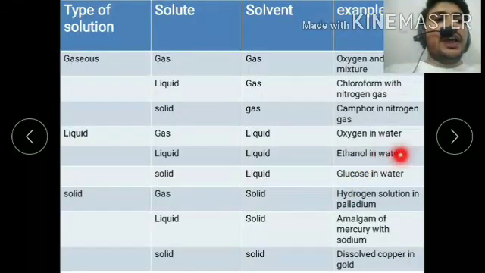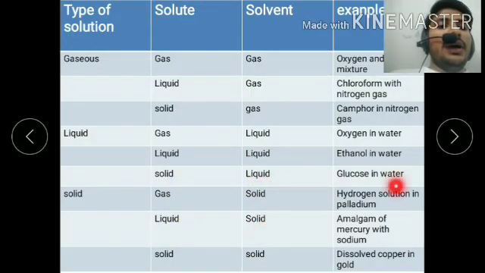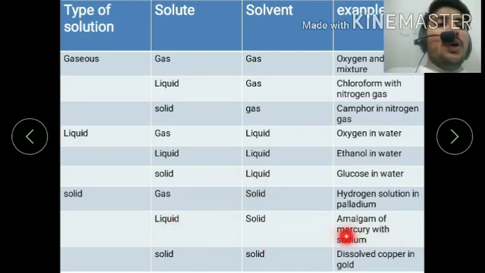When hydrogen gas dissolves in palladium. Then another is liquid dissolved in solid, for example, amalgam of mercury with sodium. In this type of solution, mercury in the form of solid, when we dissolve mercury in the sodium, it is a solid solution. Another type is solid dissolved in solid, for example copper dissolved in gold.